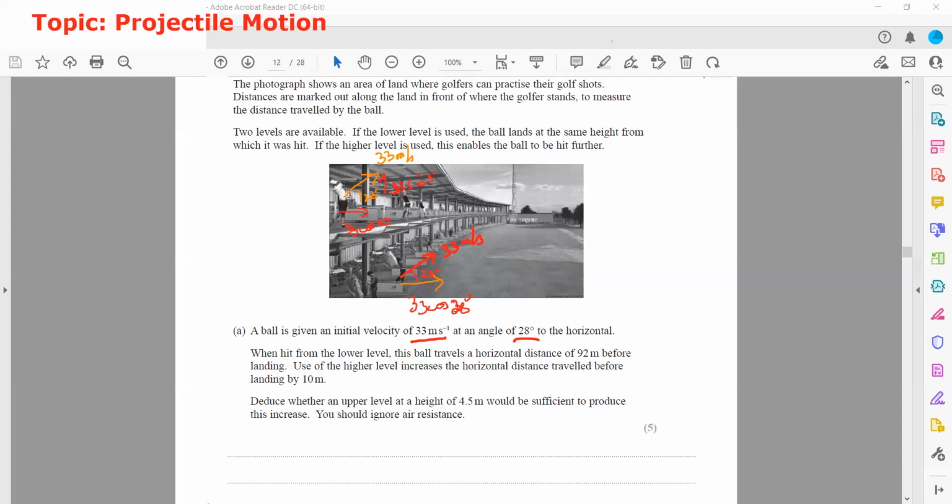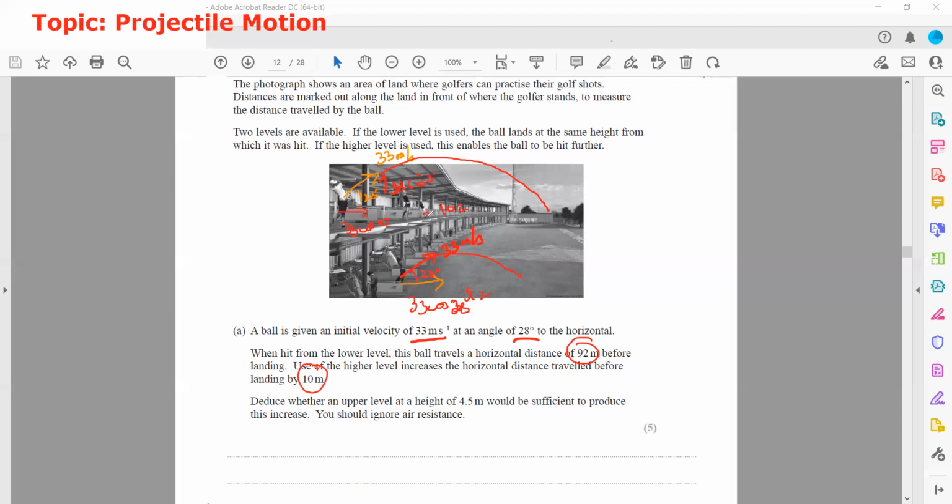Then to find the time, like how much time it will take, as we mentioned here, when it is hit from the lower level, it covers about 92 meters, and when hit from the upper level, it covers 10 meters extra. So what is the distance covered? The total range: upper level, it will cover about 102 meters, where the lower level covers about 92 meters. So we have the distance.